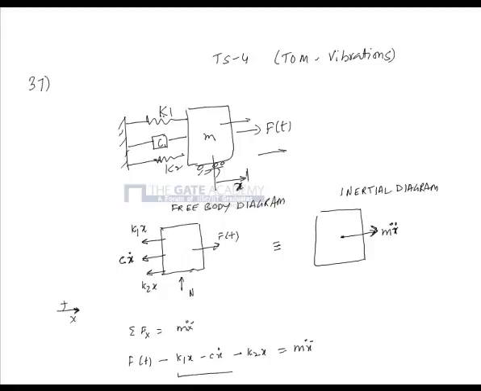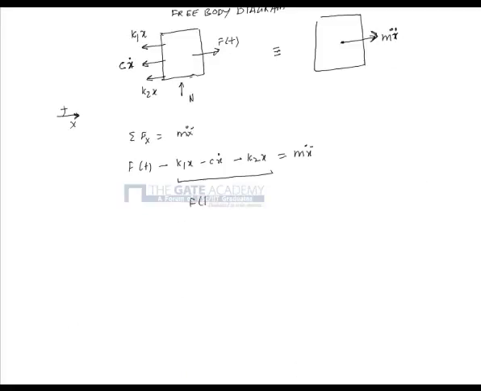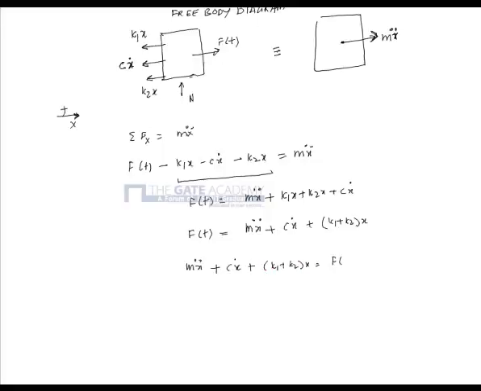Now let's take all this to the other side. So F of t is m x double dot plus K1 x plus K2 x plus C x dot. Let's put the acceleration term first, then the velocity term, and then the x term, that is K1 plus K2 into x. Rearranging, we get m x double dot plus C x dot plus K1 plus K2 into x is equal to F of t.